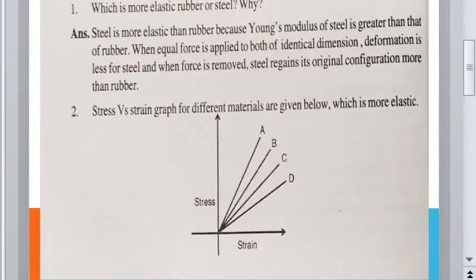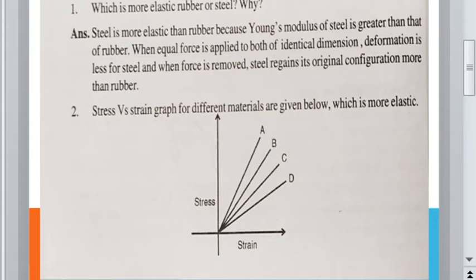First question, which is more elastic, rubber or steel, and why? So this question is related to the Young's modulus of the material. So we have to compare the value of Young's modulus of rubber and steel. After that, we will get the solution of this problem.